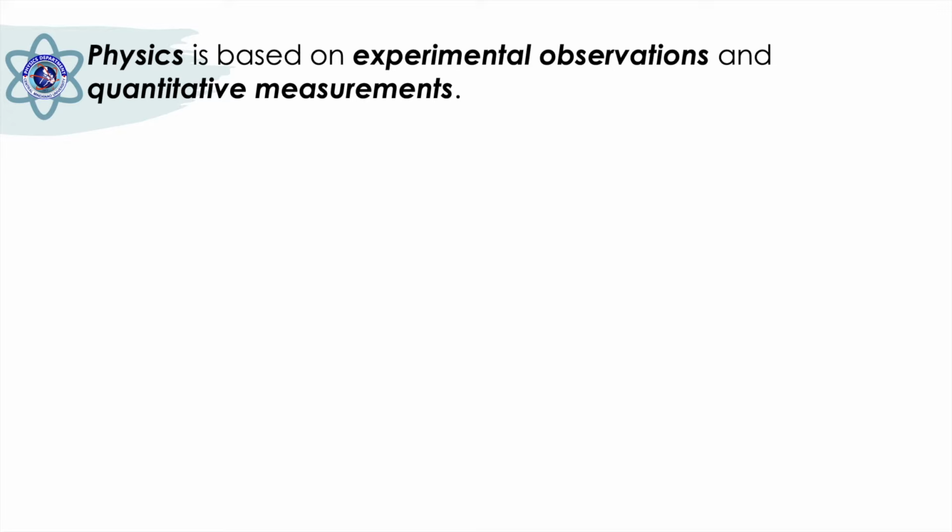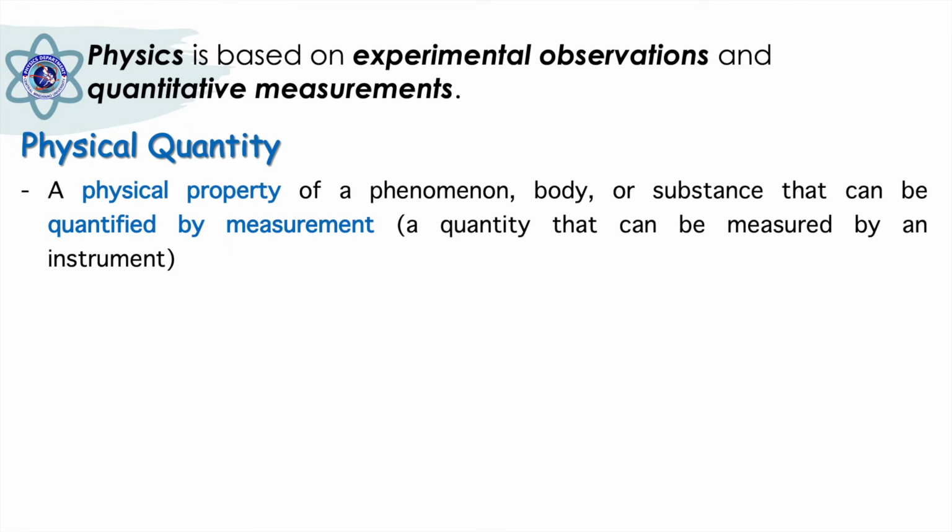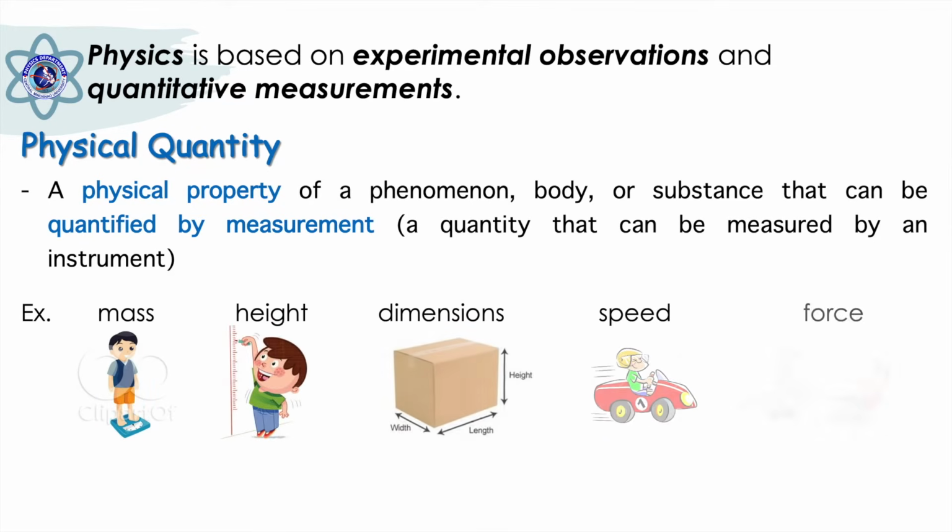But what particular thing are we measuring and observing? This is what we call a physical quantity. It is a physical property of a phenomenon, body, or substance that can be quantified by measurement, or a quantity that can be measured by an instrument. Examples of this are mass, height, dimensions, speed, force, and many others.